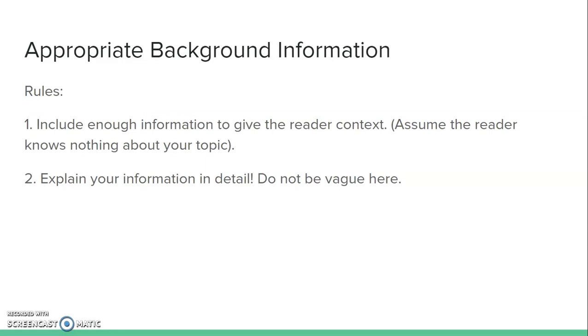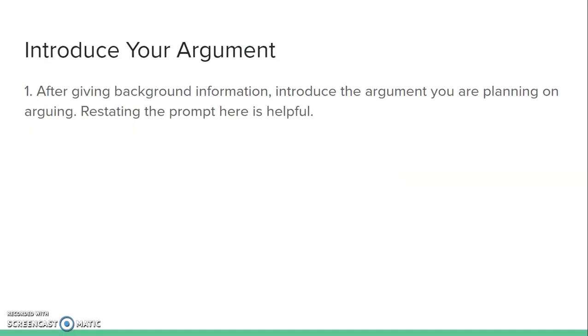So I just talked about this, but this is it in a little bit more detail. So appropriate background information, some rules. You want to include enough information to give the reader context. Assume the reader knows nothing. This is actually really important. Assume the reader knows nothing about your topic. Just because I'm the one reading it doesn't mean that you should write it for me. Assume that whoever's reading this knows nothing. So you've got to give them good information, and you've got to explain it in detail.